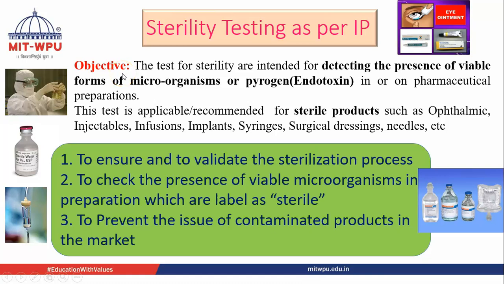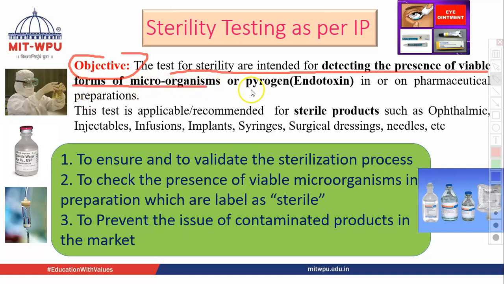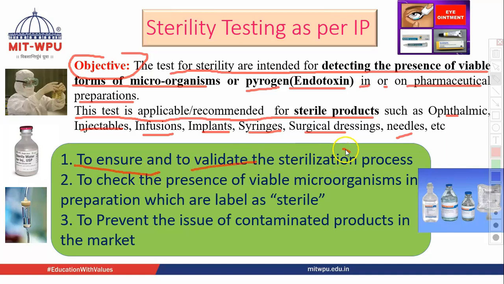Now, next part, what is the objective? The objective is that this test for sterility is intended for detecting the presence of viable forms of microorganisms and pyrogens, which are endotoxins, mostly produced from gram-negative bacteria, in or on pharmaceutical preparations. This test is applicable to sterile products like ophthalmic eye drops, injectables, infusions, implants, syringes, surgical dressings, needles, and medical devices, etc. And the major purpose is to ensure and validate the sterilization process.